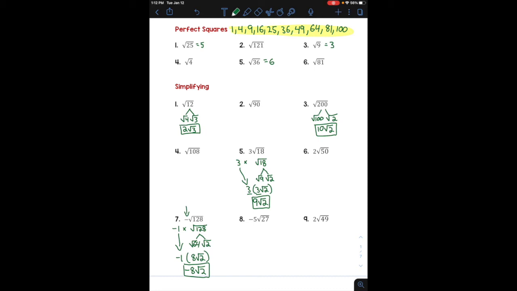And lastly, problem number 9, we have 2 times the square root of 49. We actually do know what the square root of 49 is, or what number times itself is 49. As you can see, it is in our perfect squares list. I know that the square root of 49 is 7, so we could actually evaluate this expression, making it 14. 2 times the square root of 49 is 14.